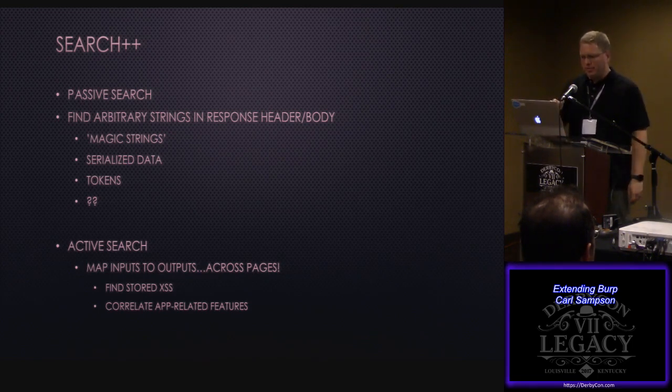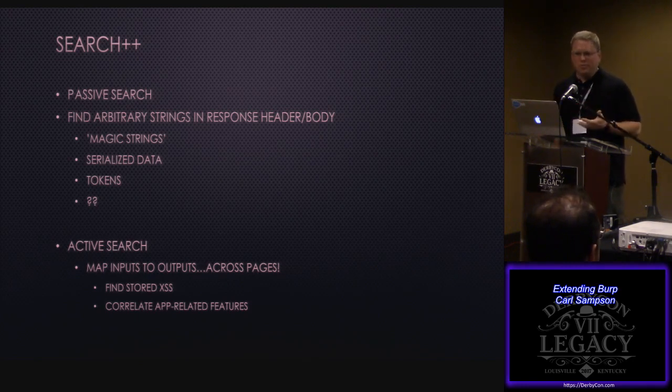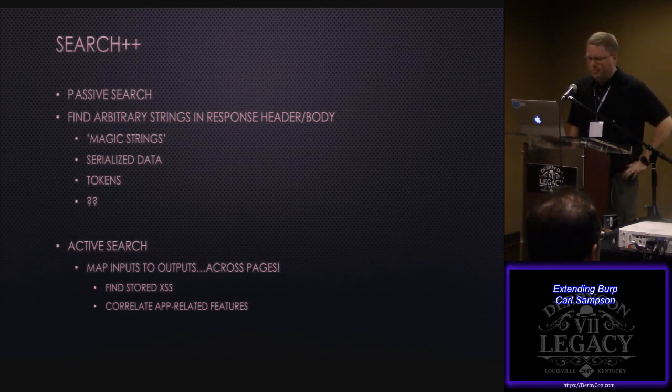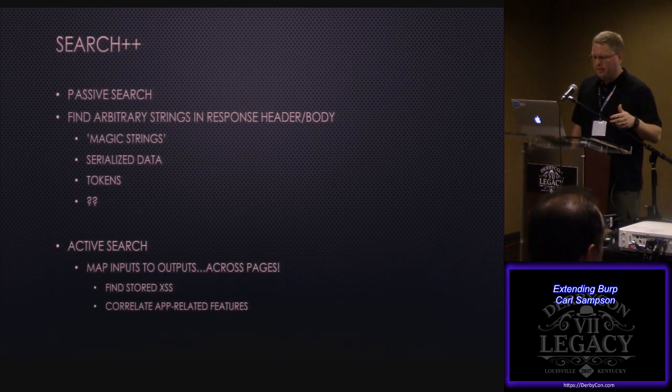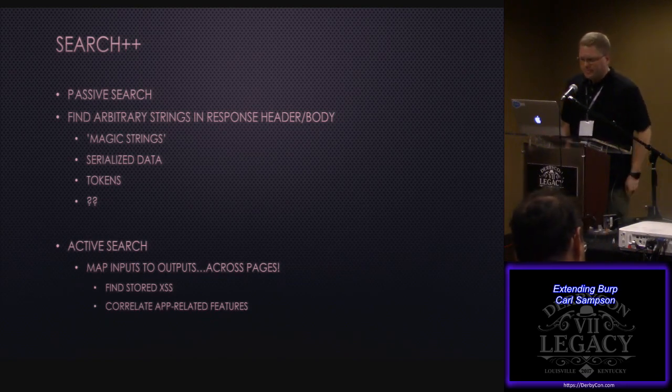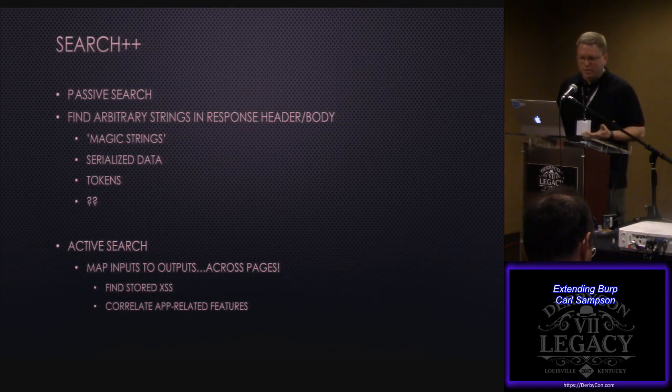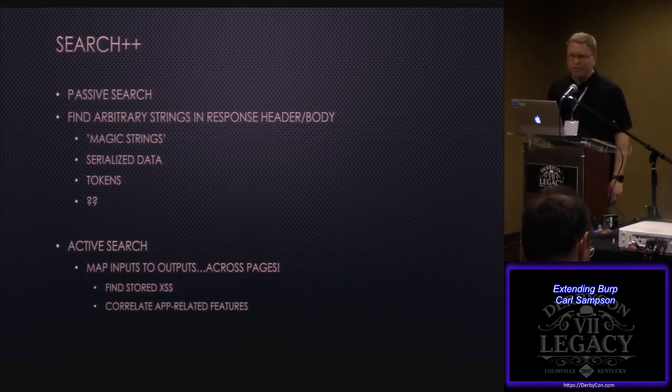In every response, it will look for those strings, and if it sees them, it'll create an issue for the site. Some example use cases: if you're looking for magic strings or serialized data, maybe you know data is serialized and the first few bytes always look the same. If you're looking for vulnerabilities like that, it'll just do it automatically in the background. You don't have to go through Burp's search functionality or look through the proxy results. Or if you're looking for certain types of tokens, or maybe there's a new attack that always looks the same, you could put it in here and find it automatically from that point on.